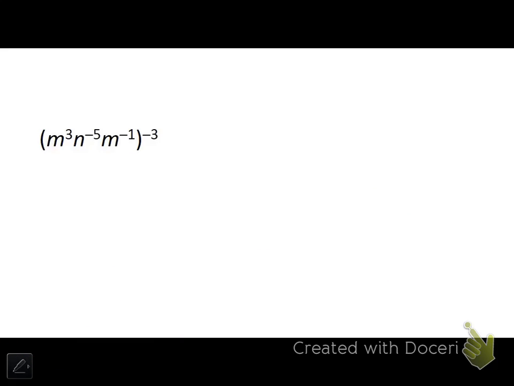Okay, so this one, it looks like there's multiple things that I could do. I could combine these m's in here first, or I could automatically distribute this -3 here. So I'm going to show you both ways, so you can choose which way you want. So if I'm combining my m's in the middle here, when I'm multiplying things with the same base, I add their exponents. So it would become 3 plus -1 would be 2.